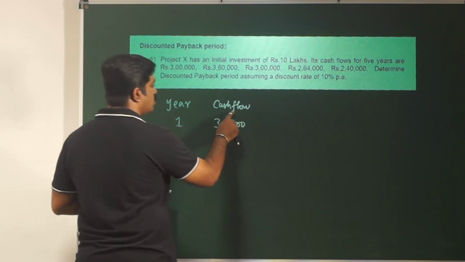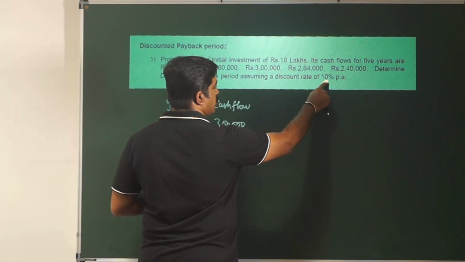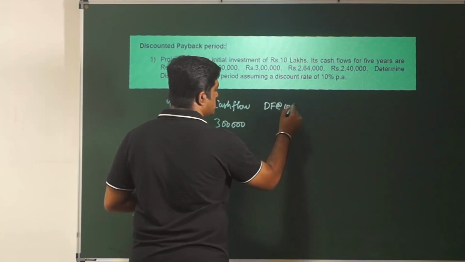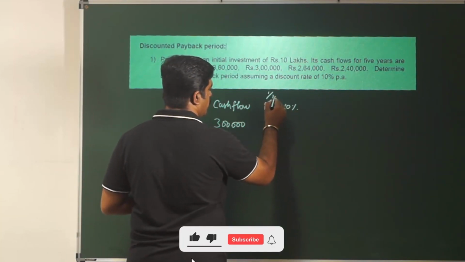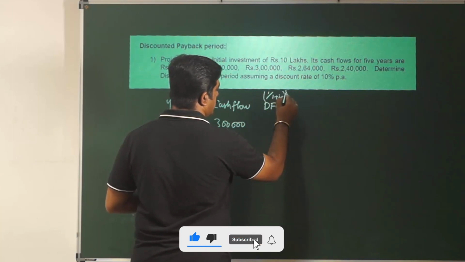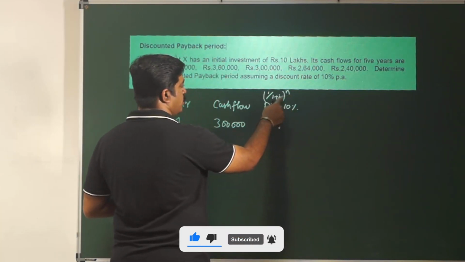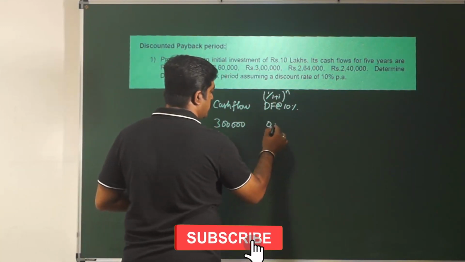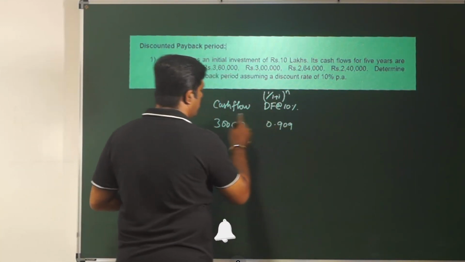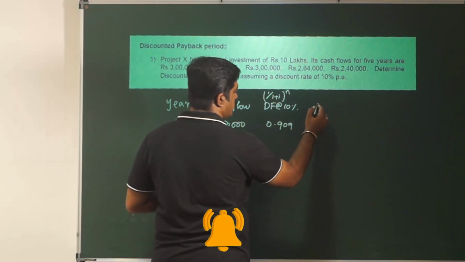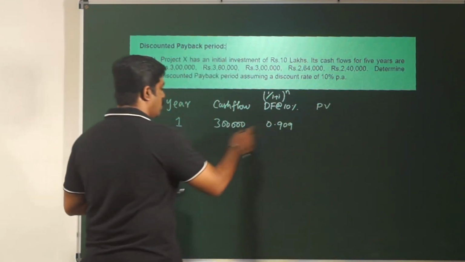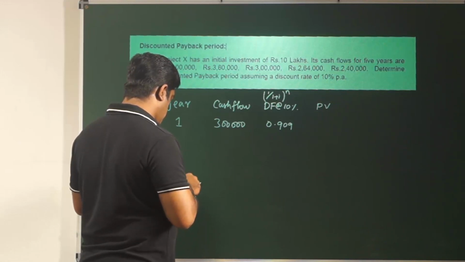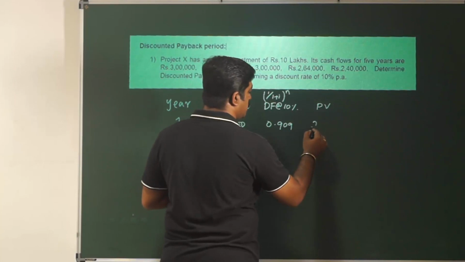Then this cash flow has to be discounted at the cost of capital, which is 10%. So the discount factor at 10%, and the formula is 1 divided by (1 plus i) to the power n. So 1 divided by 1.10 to the power n, in this case n is 1, is going to be 0.909. Then we multiply these two to find the present value. So 300,000 multiplied by 0.909 gives you 272,700.